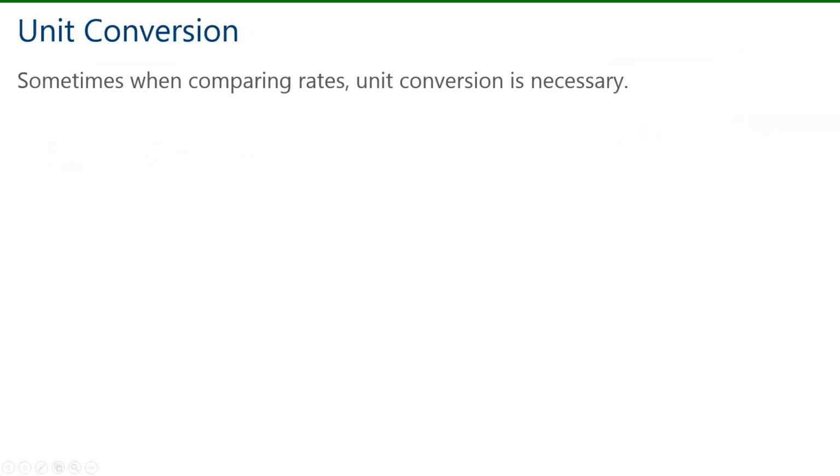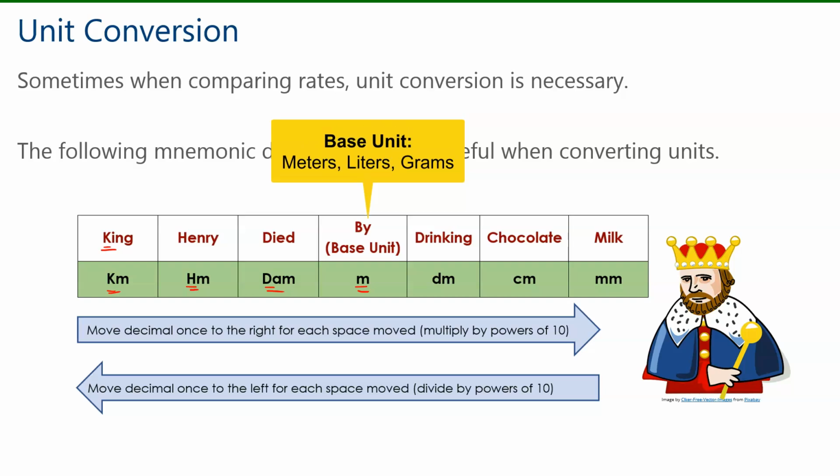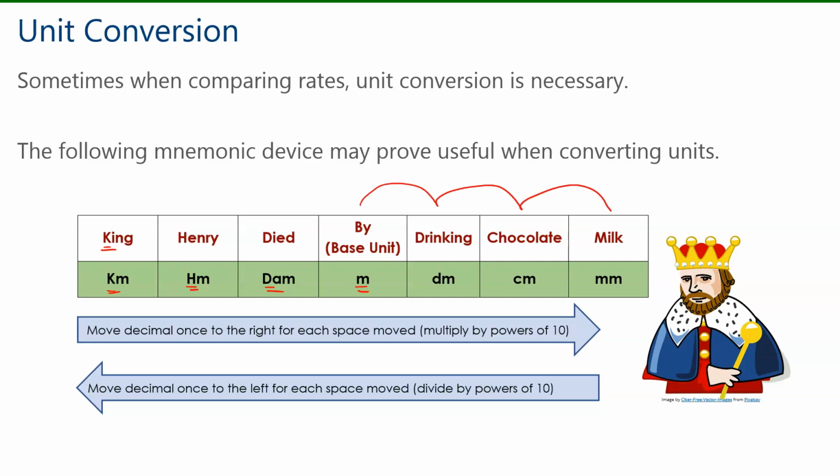Sometimes when comparing rates, unit conversion is necessary. The following mnemonic device may prove useful when converting units. King Henry died by drinking chocolate milk. So these are the letters for the units in order. So the base unit would be meters or liters or grams. And if I needed to convert from meters to millimeters, for example, I would jump 3 places to the right, which means I would move my decimal place 3 places to the right. If I needed to move from meters to kilometers, then I would move 3 places to the left, which means my decimal place would be moved 3 places to the left.